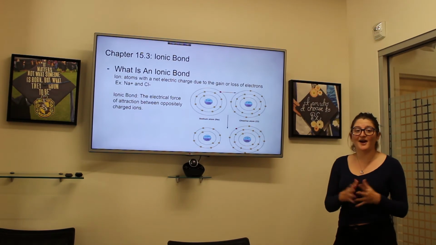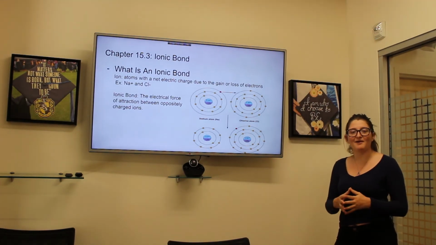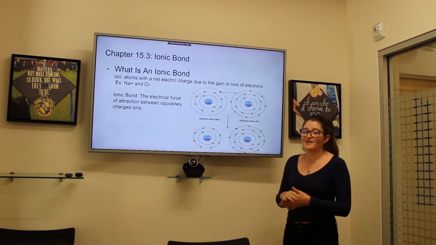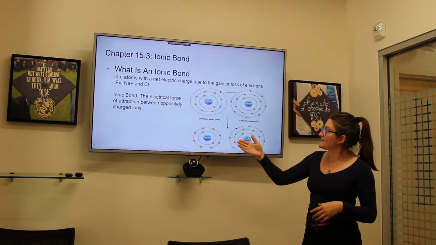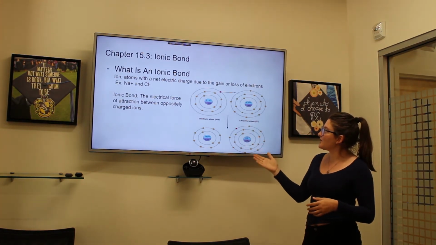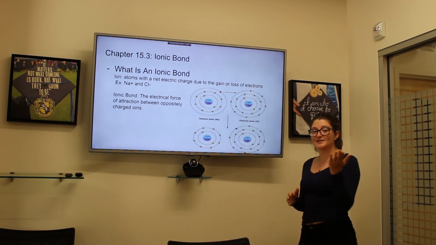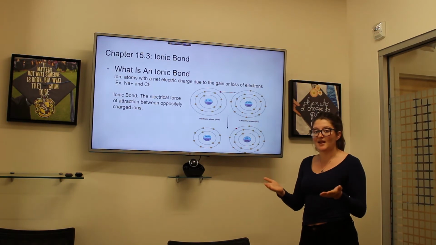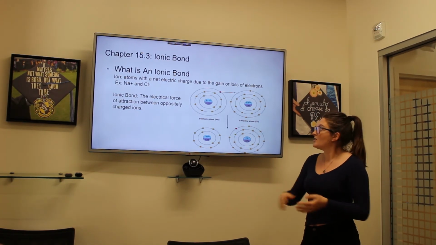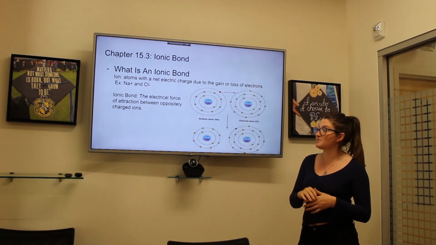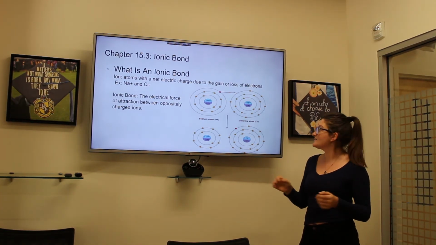So now that we've gone over ions and how they're formed, let's talk about how they can bond to each other. So what is an ionic bond? As we know, an ion is an atom with a net electric charge due to a gain or loss of electrons. So now that we have a positive or a negative element, they can be attracted to each other. So an ionic bond, by definition, is the electrical force of attraction between oppositely charged ions.